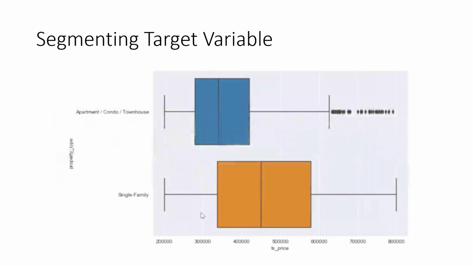This is a very interesting visualization of transaction price on the x-axis and property type on the y-axis. Property type has 2 classes. The first class is apartment, condo, townhouse, that is how they named it. Another type of property is single family. In the India context, we have apartments and independent homes, but this is the American way, so we have put it that way.